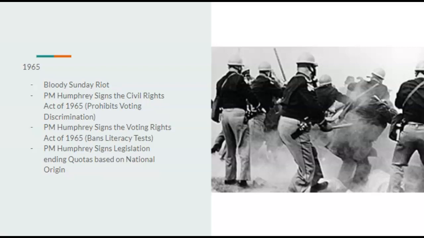Also, Prime Minister Humphrey does sign the Civil Rights Act in 1965 because of the Bloody Sunday riots, which prohibits voting discrimination. Prime Minister Humphrey would also sign the Voting Rights Act in 1965, same bill as Johnson, maybe a bit more progressive. It bans literacy tests. Prime Minister Humphrey signs the legislation ending quotas based on national origin if you want to immigrate to this country.